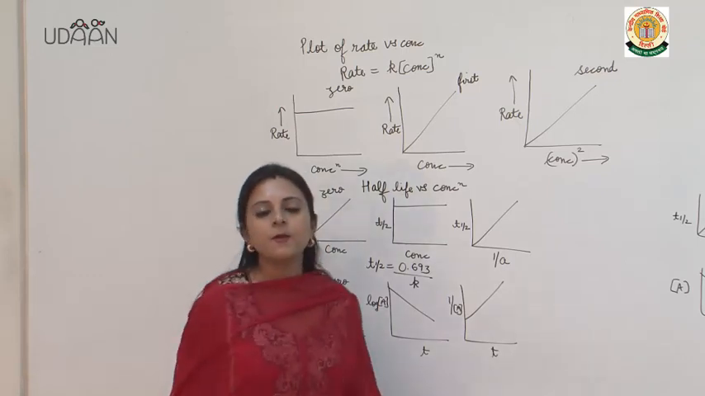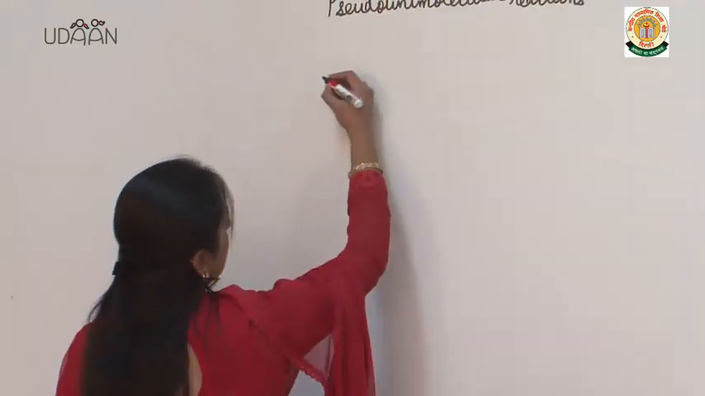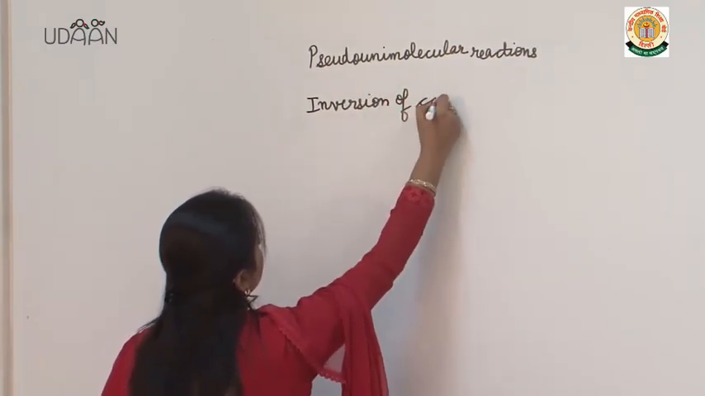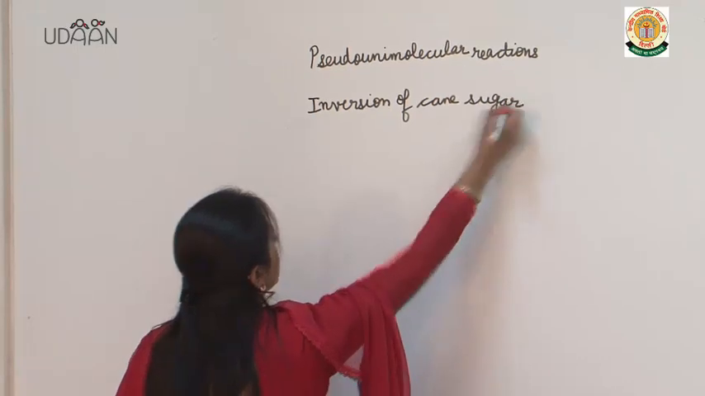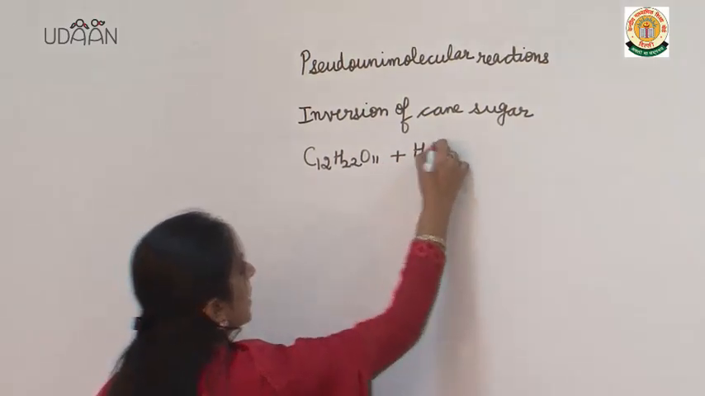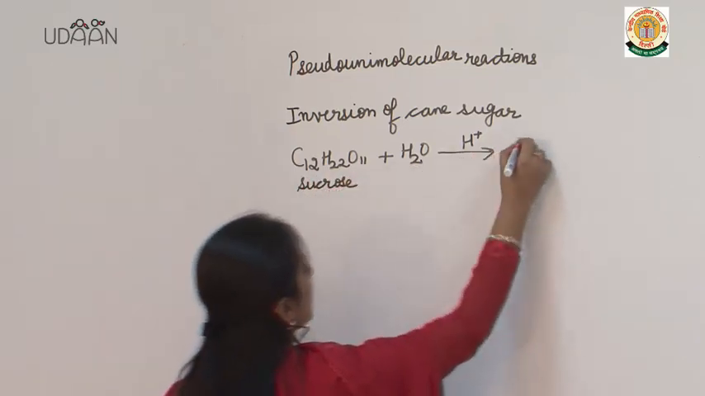Now we will understand what are pseudo unimolecular reactions. Now the reactions which appear to be of higher order but actually they are first order reactions, they are known as pseudo unimolecular reactions. Now let us take the example of inversion of cane sugar. Now when we study this reaction, we see that sucrose plus water in presence of H plus gives glucose plus fructose.